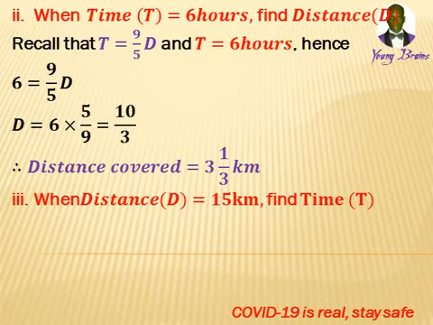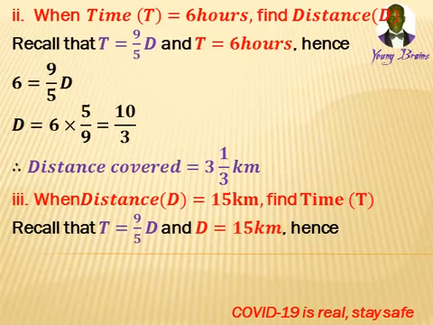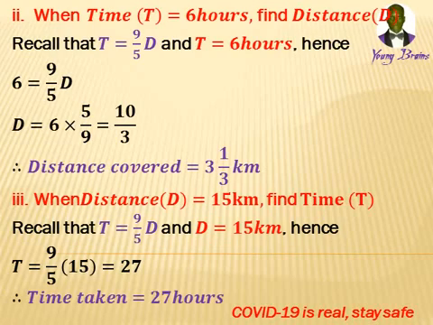Roman figure 3. When the distance d equals 15 kilometers, find the time t. We also recall the relationship between them, which is t equals 9 divided by 5 d, and d has been given to be 15 kilometers. We therefore find our t as 9 divided by 5 times 15, which gives 27. The time taken to cover 15 kilometers distance is 27 hours.